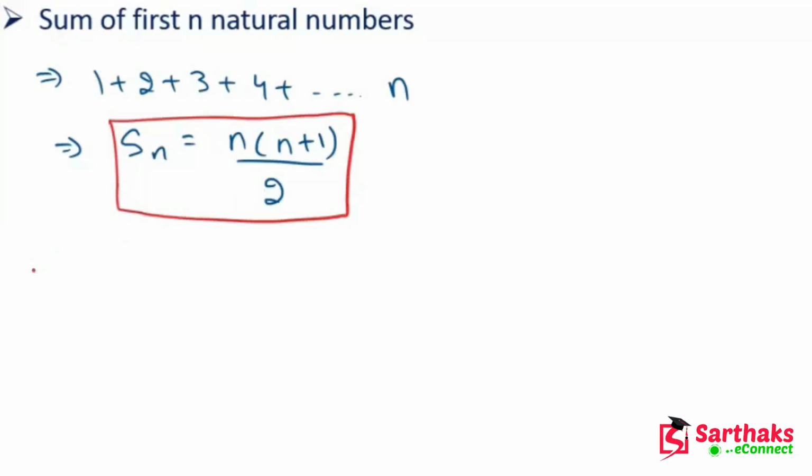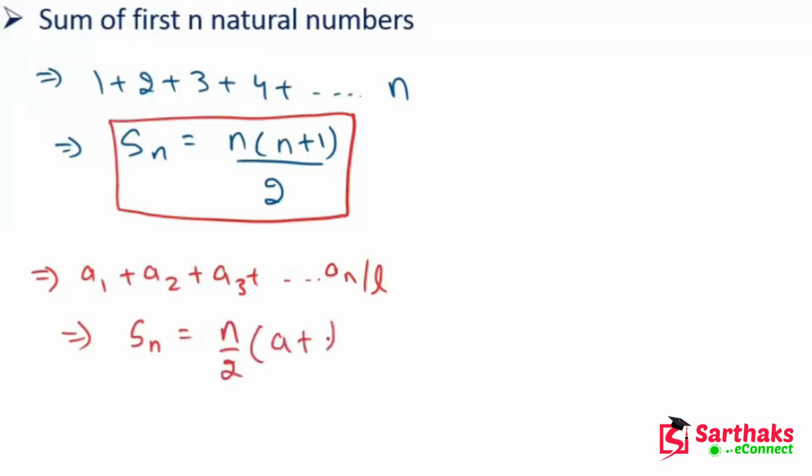Now, if we have an AP like this, A1 plus A2 plus A3 and so on till An, this is also called L, meaning the last term. If we want Sn, and we know A1 and L, we can directly find it as n upon 2 into (a plus L). This is another formula. If we know the value of the last term and the first term, then we can find the summation of the series.